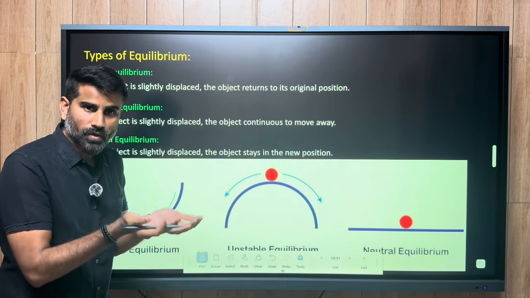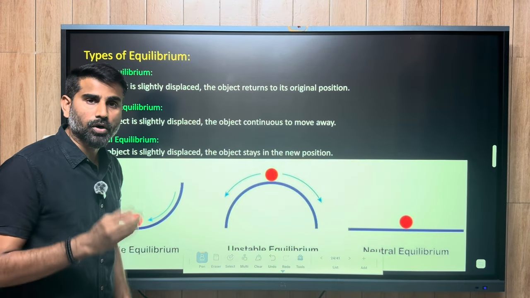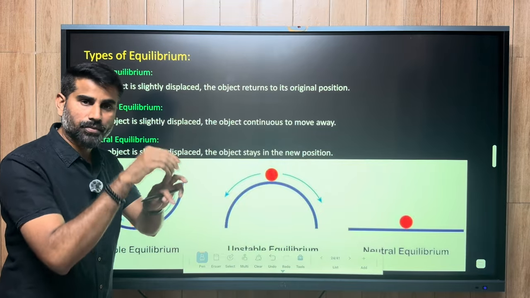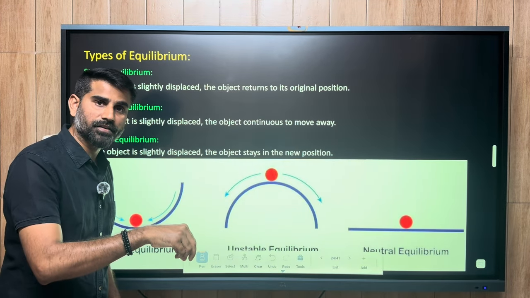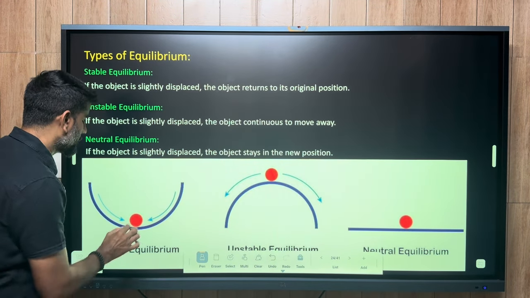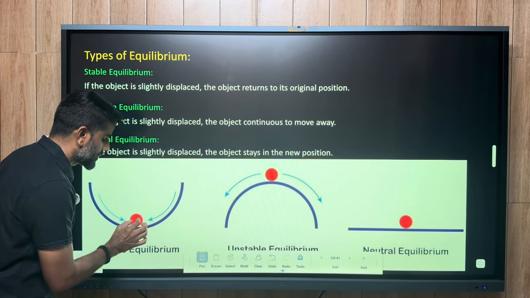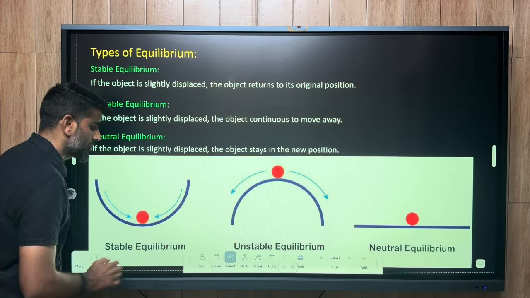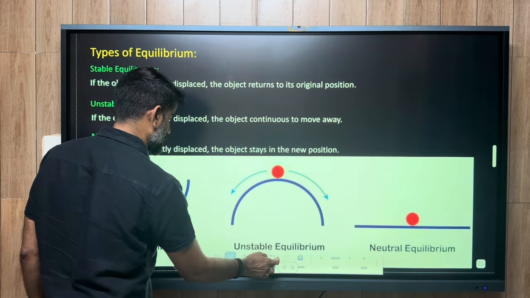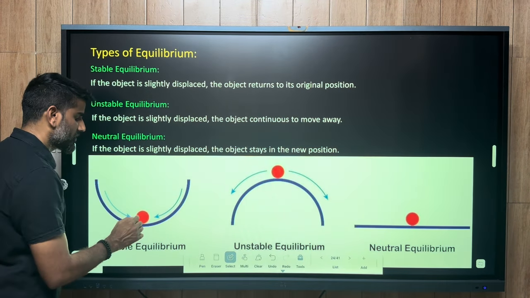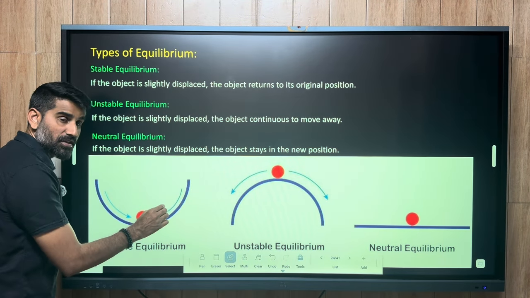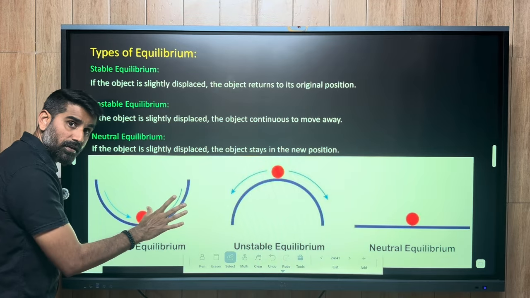Let's say we have a bowl. And in that bowl, I have placed a marble, the kind that we play with. Now what I am doing is taking this marble and slightly displacing it to some extent. Then what happens? I leave it free.